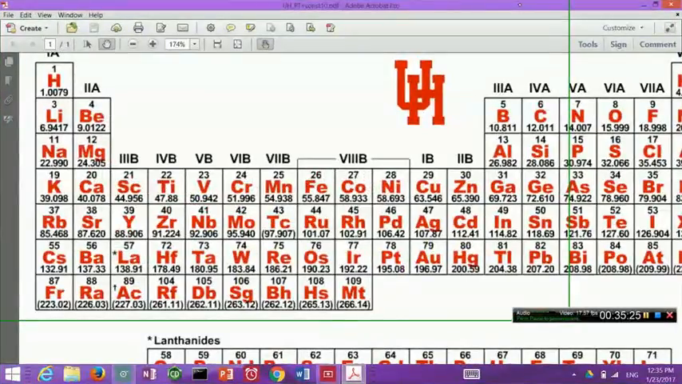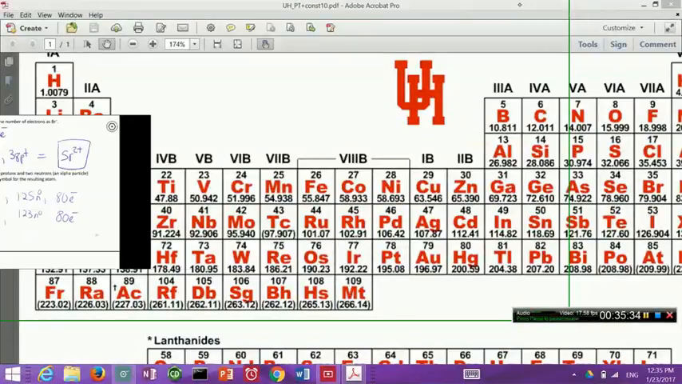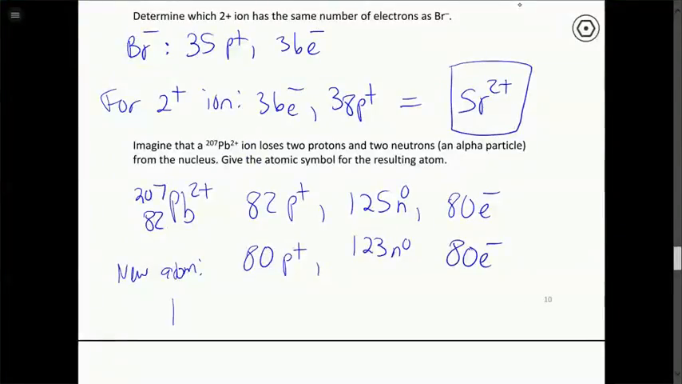If we go to the periodic table, number 80 here is Hg, which is mercury. So Hg has 80 protons in its nucleus. That's what that number tells us. So it's going to be Hg. If we add these two together, that's going to give us the mass number. 80 plus 123 is 203. So our symbol is going to have a superscript of 203 up here.